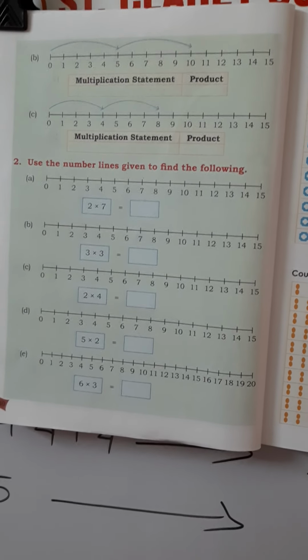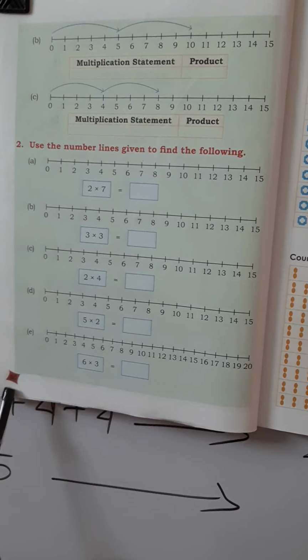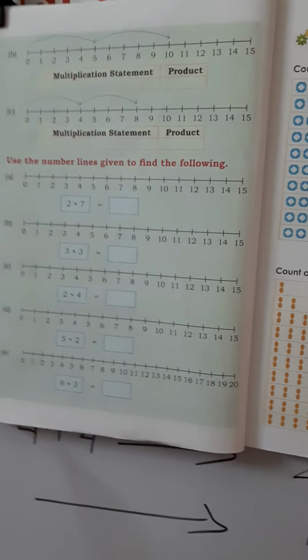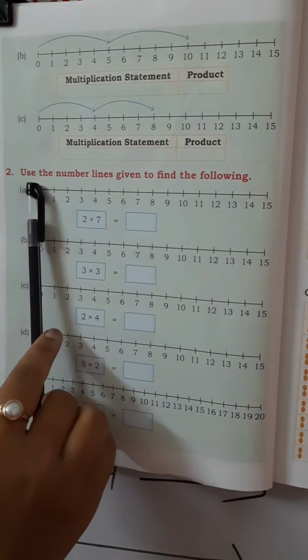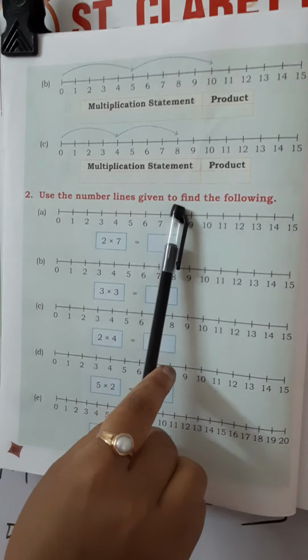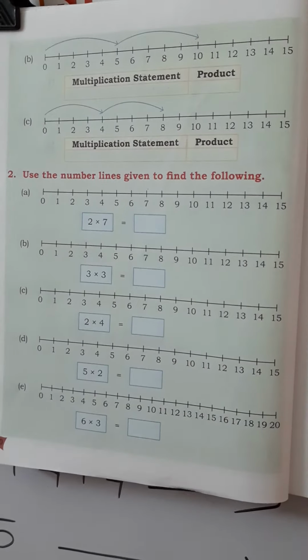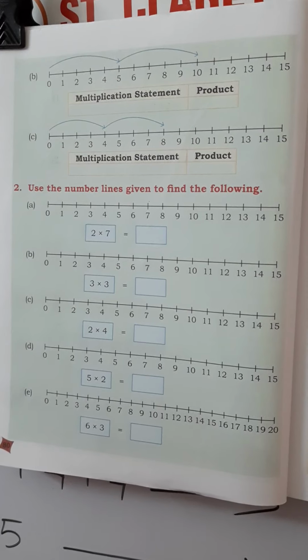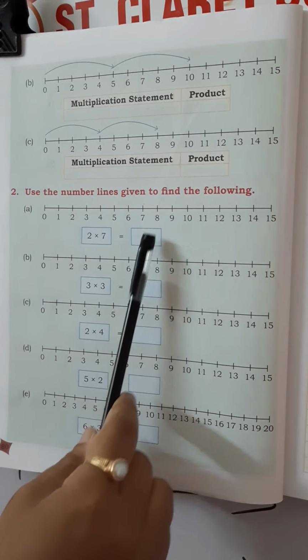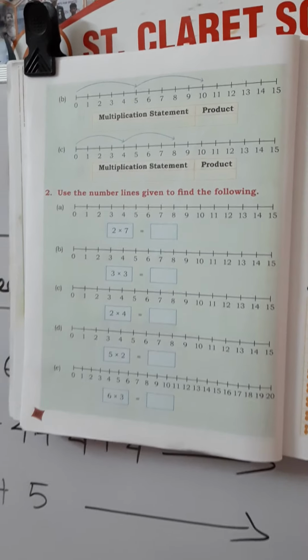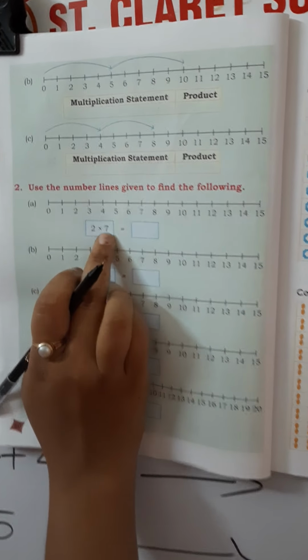Next topic is exercise 4B, page number 80. Please open your book for reference. Here use the number lines given to find the following. Here we have to use the number line and write the product here. So here, 2 into 7.